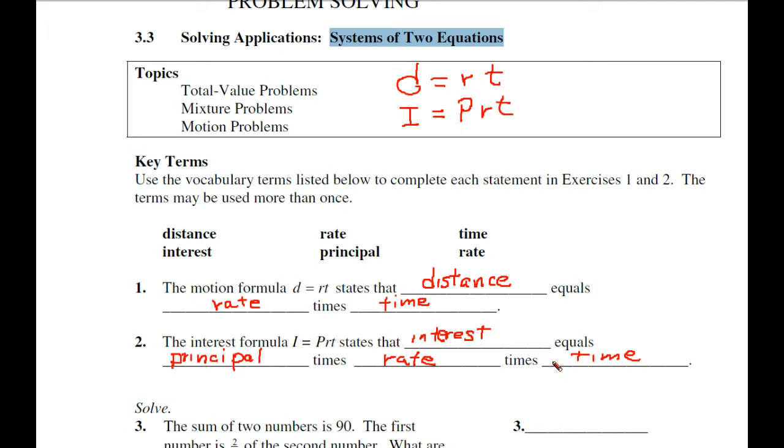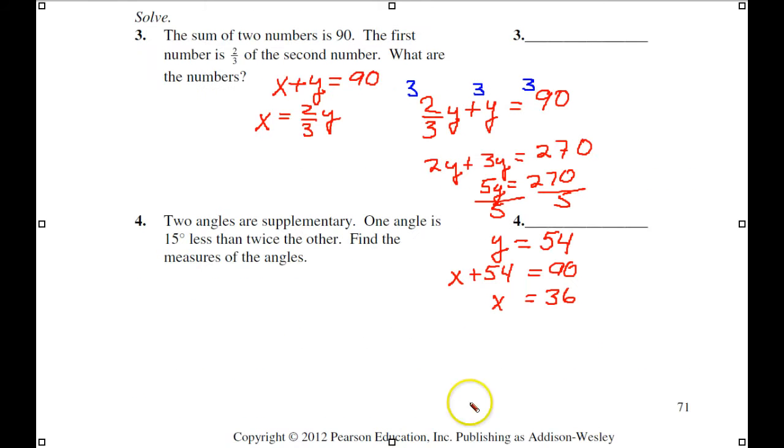Okay, now we're going into converting English into algebra. As we read number 3, the sum of two numbers is 90. So we had some like this, x plus y equals 90. The first number, which is x, is, which is an equal sign, 2/3 of the second number. Y is the second number. So there's our two equations, and this lends itself very easily now to substitution.